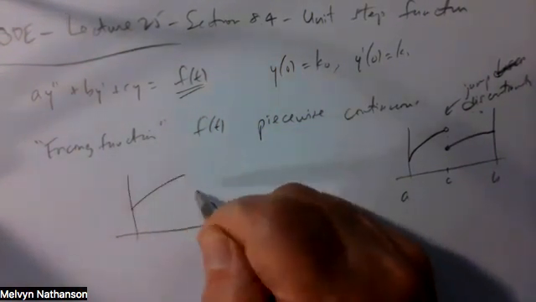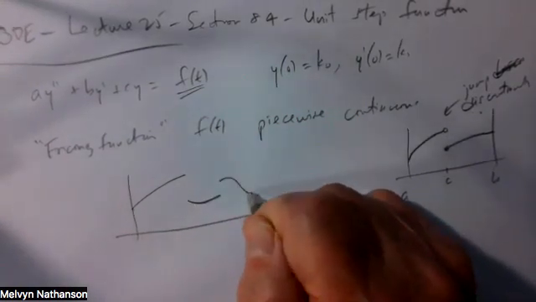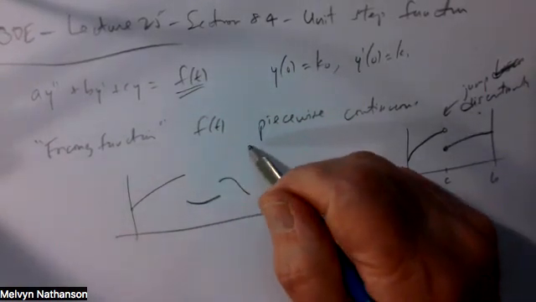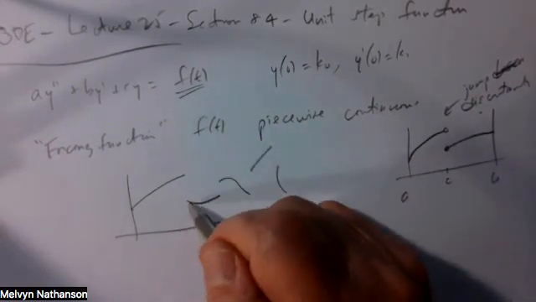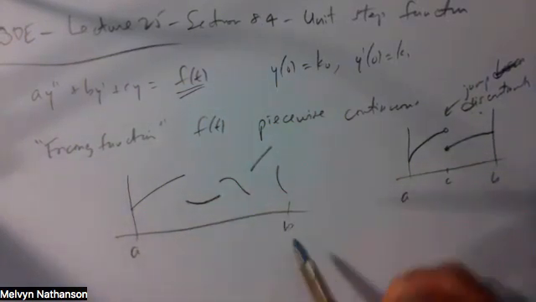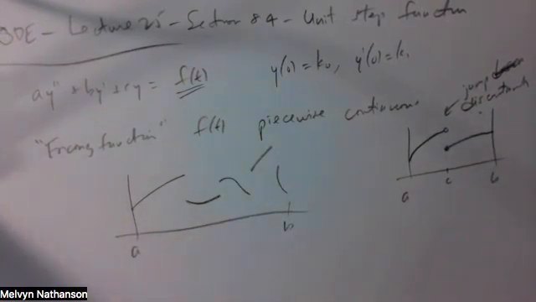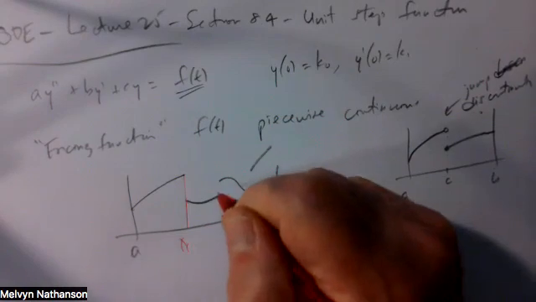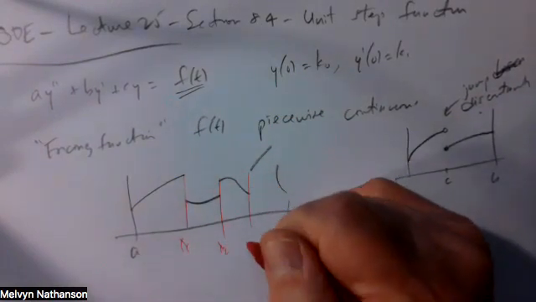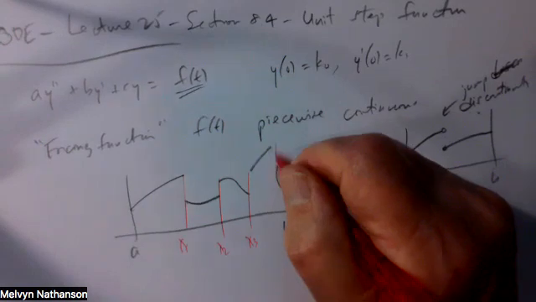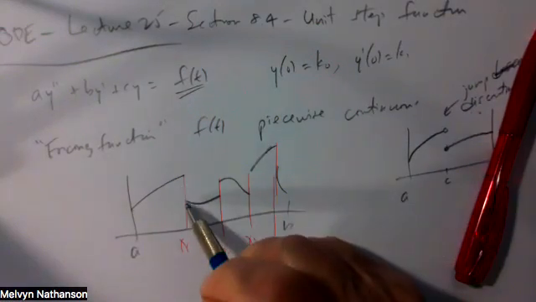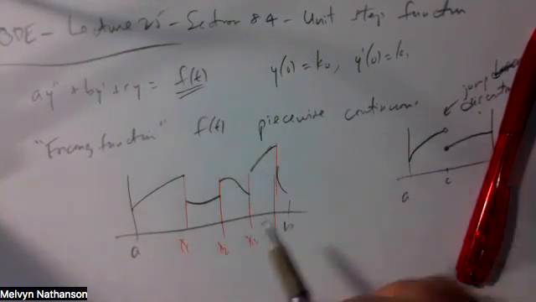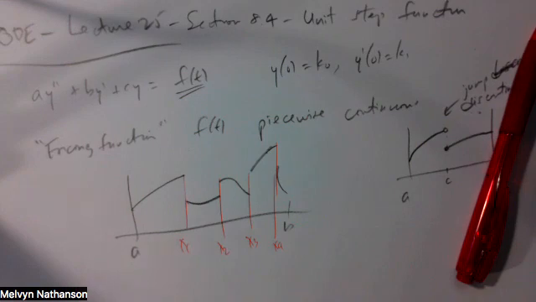So you might have a function which looks like this. In this case, this is, say, the interval from a to b. And at these several points, say x1, x2, x3, x4, this function has a jump discontinuity at 4 different points.